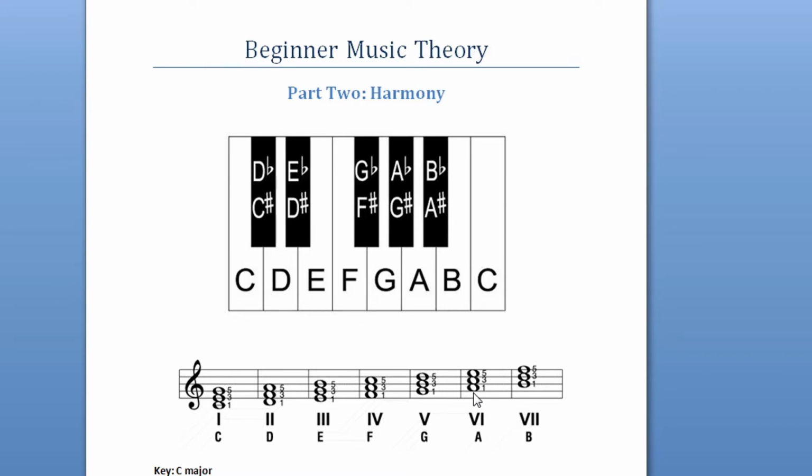This is diminished, and the reason why it's diminished is because each interval in the chord is a minor third. So B to D is a minor third, and then D to F is a minor third as well. And this is a very, very strongly tense chord, because it, like the G, wants to resolve up a step to C.